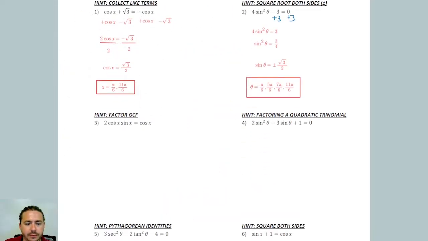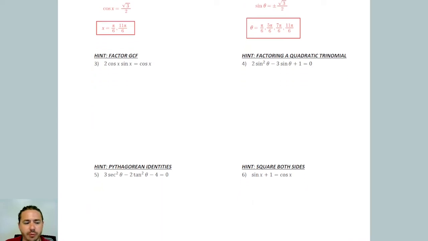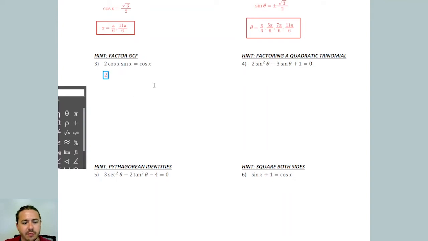For number 3, the hint says factor a GCF, but really factoring is only going to be useful when our equation is equal to 0. So we are going to subtract cosine x from both sides, and that will give me 2 cosine x sine x minus cosine x. Now from here, we can see that we've got a common factor. We've got this cosine x on both terms, so we can factor that out, which leaves me with cosine x times 2 sine x minus 1 equals 0.